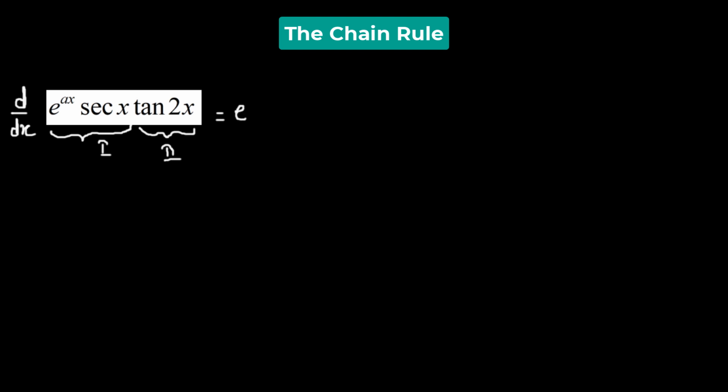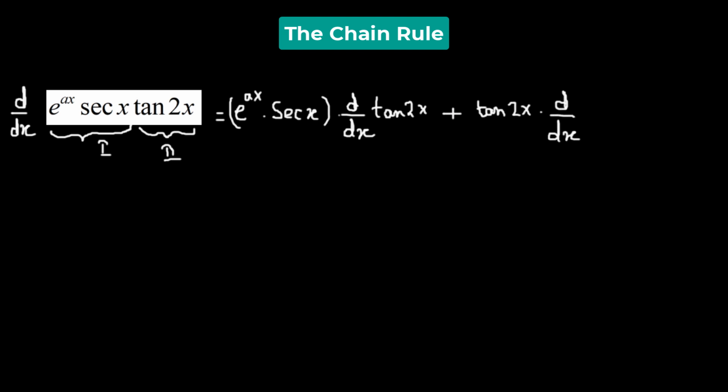So we have the first function, which is e raised to the power of ax times secant of x. So this will be multiplied to the derivative of the second function, which is tangent of 2x, plus the second function, which is tangent of 2x, and that will be multiplied to the derivative of the first function, which is e raised to the power of ax times secant of x.